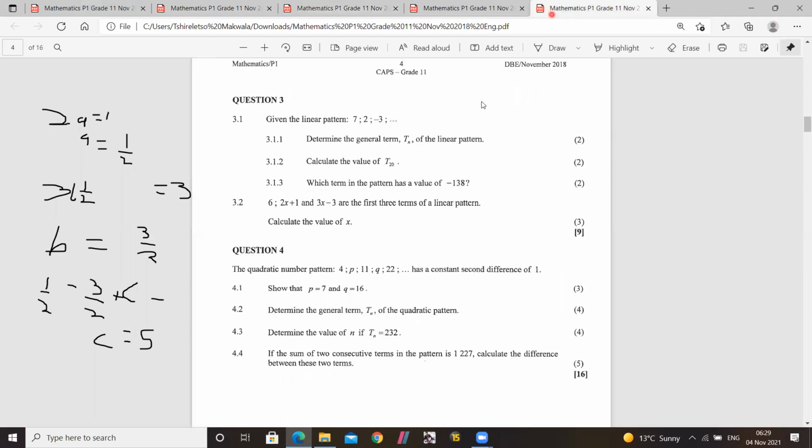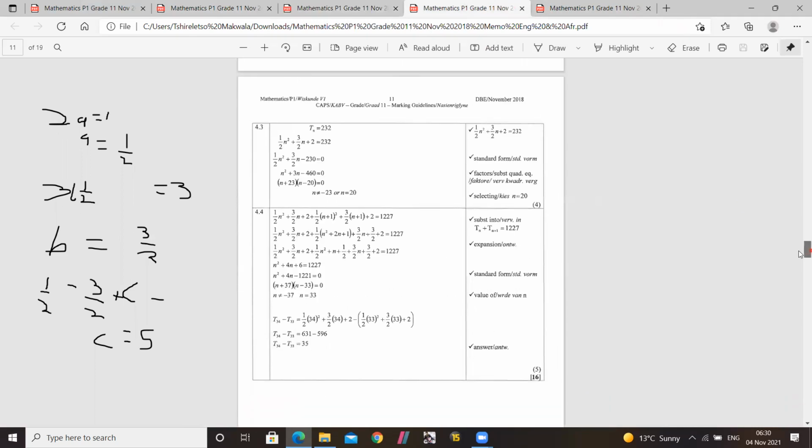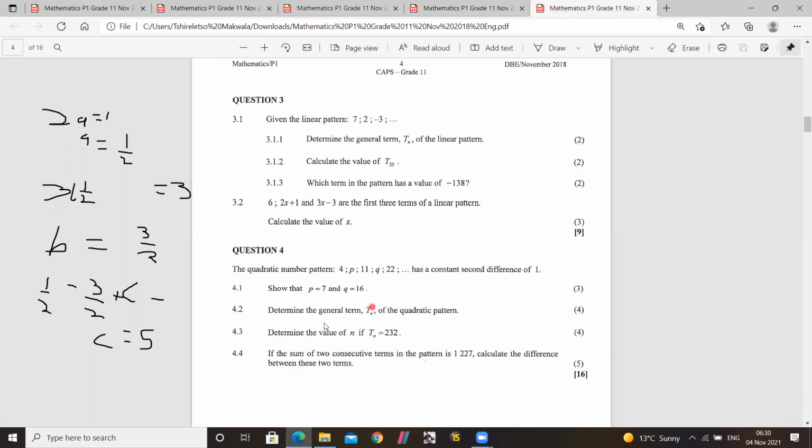Okay. Don't forget, a quadratic number pattern is the same as a normal quadratic formula, right? So how would you go about doing this thing here, right?